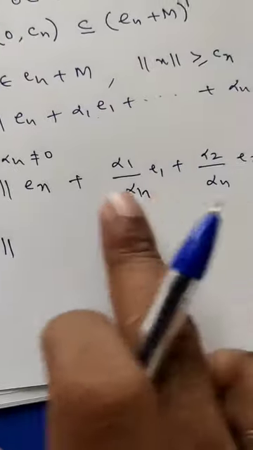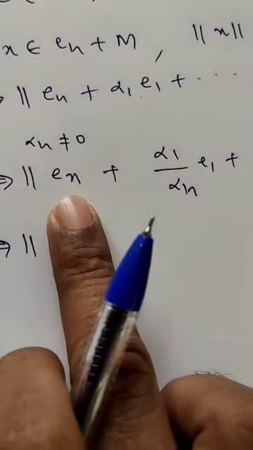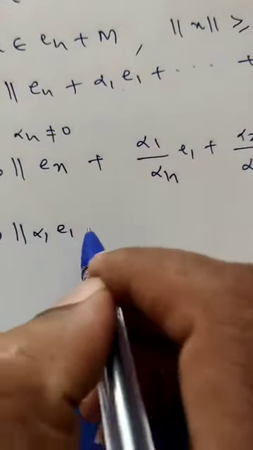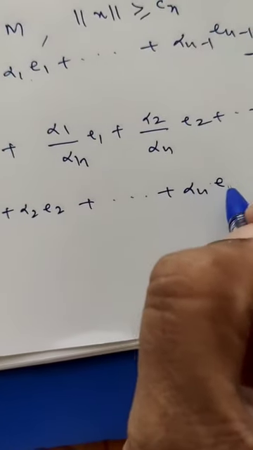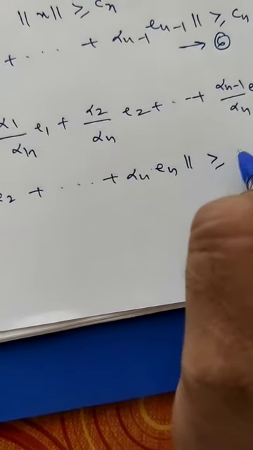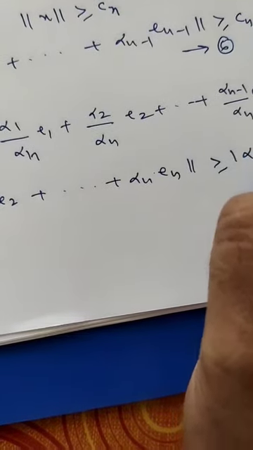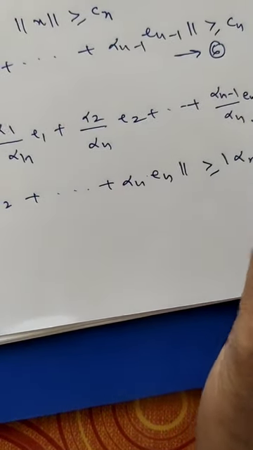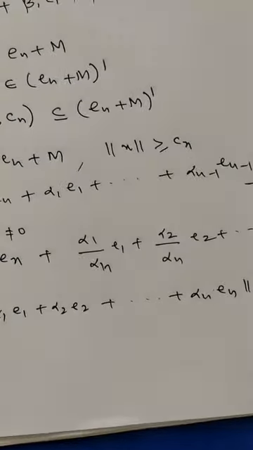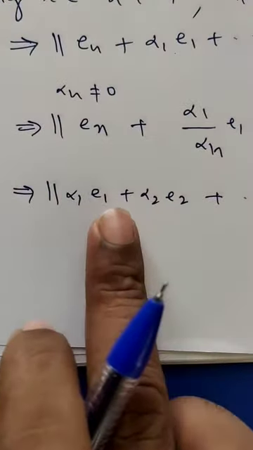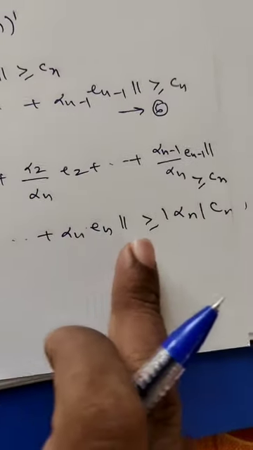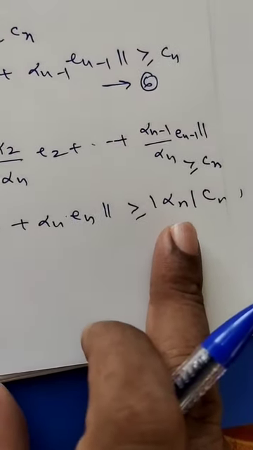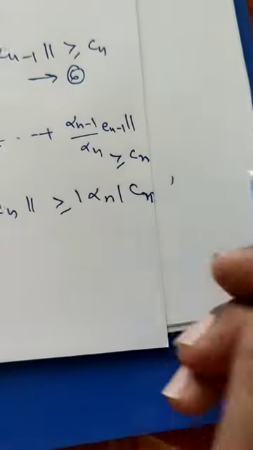Okay. Now this implies norm of, multiplying throughout by the denominator Cn. So this gives alpha 1 E1, alpha 2 E2, etc., alpha n En is greater than or equal to what? Mod of alpha n into Cn. Okay, so we have arrived at the expression: norm of alpha 1 E1, alpha 2 E2, etc., alpha n En is greater than or equal to mod of alpha n into say Cn.